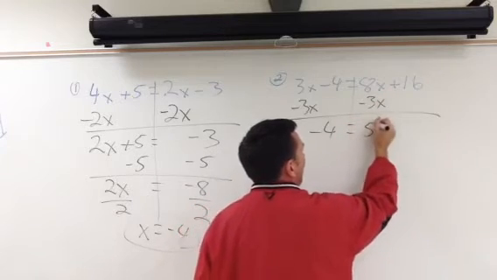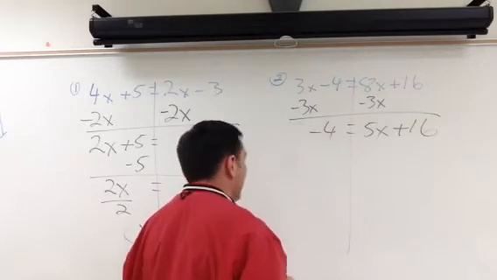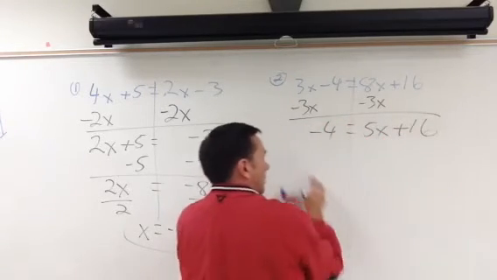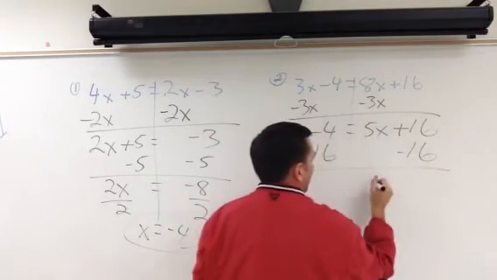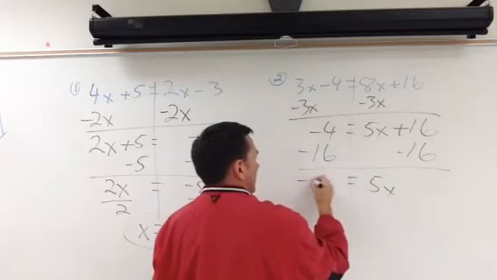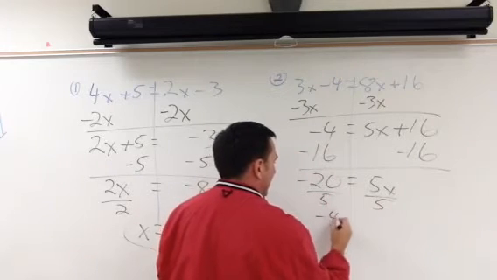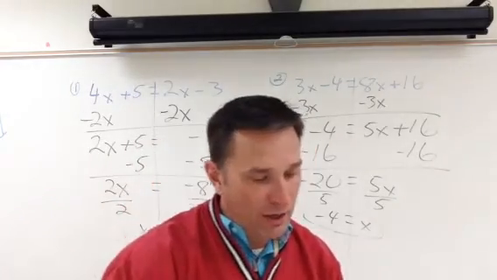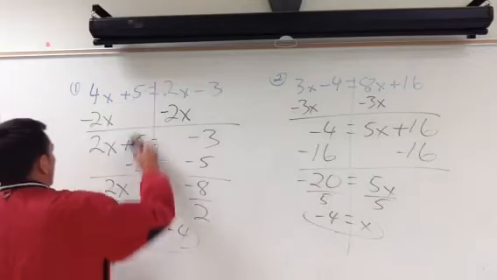8x minus 3x is 5x. And I bring down the 16. I know when I add opposites again, but this time I have my x's on the right, so I want to bring my plain numbers over here to the left. So we add negative 16 to both sides. Negative 4, negative 16 is negative 20. And now we divide by 5 to get negative 4 equaling x. Again, it doesn't matter what side the variables are on, as long as you get variables on one side and numbers on the other side.